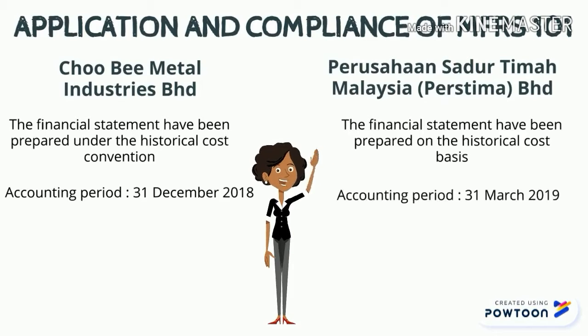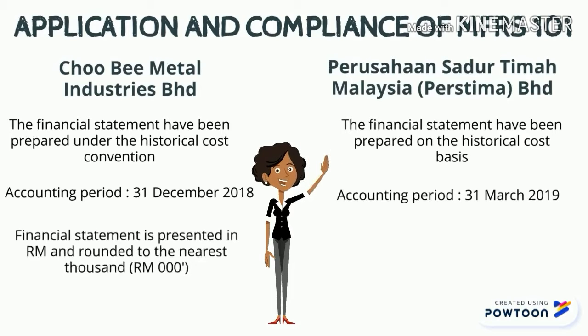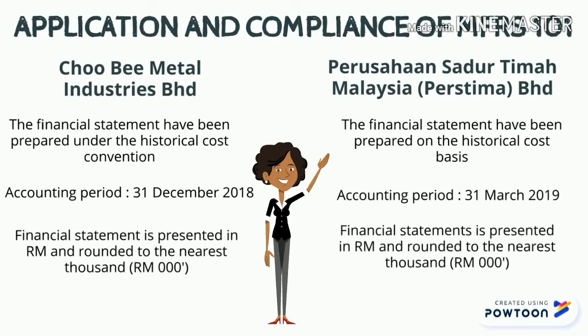For Cubi Metal Industries Berhad, the financial statements are presented in Ringgit Malaysia and rounded to the nearest thousand. For Perusahaan Sadu Timah Malaysia Perstima Berhad, the financial statements are presented in Ringgit Malaysia and rounded to the nearest thousand.